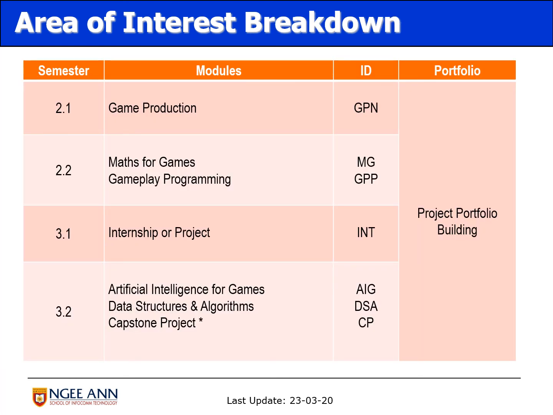So, in summary, there is game production in 2.1 to give you an introduction, MG and GPP in 2.2, internship or FYP in 3.1, and then AI for games and DSA in 3.2. Notice on the right of this slide, we have project portfolio building. Because here's the thing about the games programming AoI. In each semester, you get to make a game, whether it is a full-fledged complete game or a playable prototype, and you can put it into your e-portfolio.